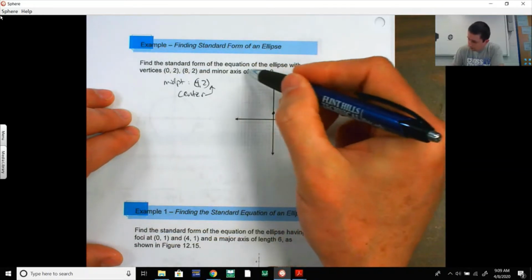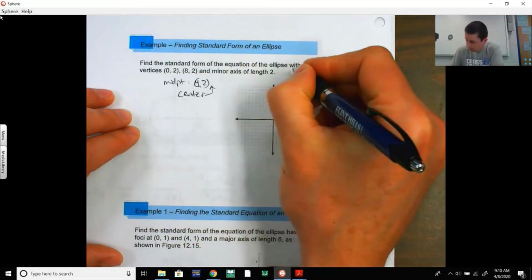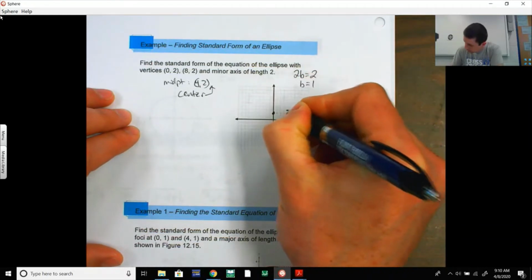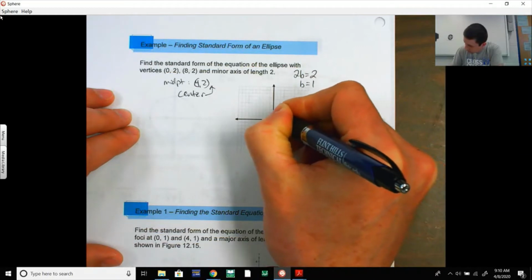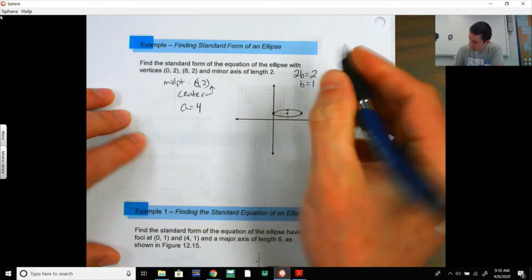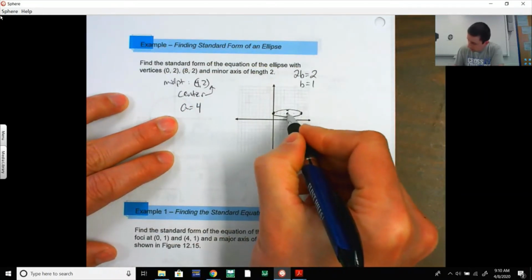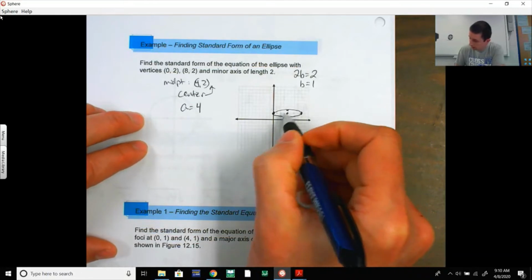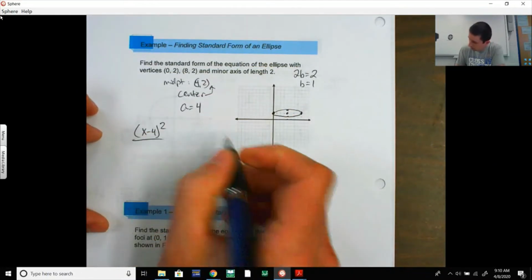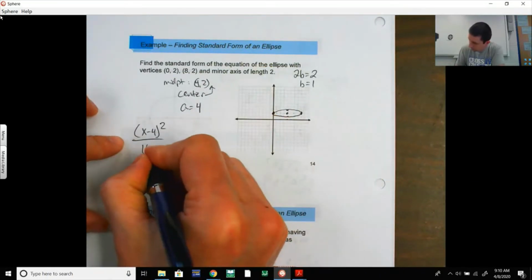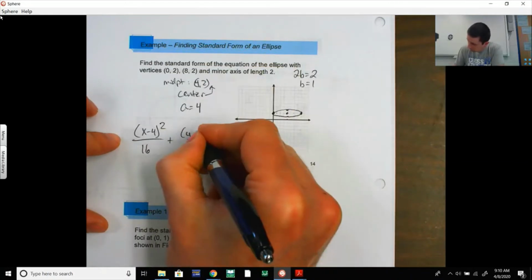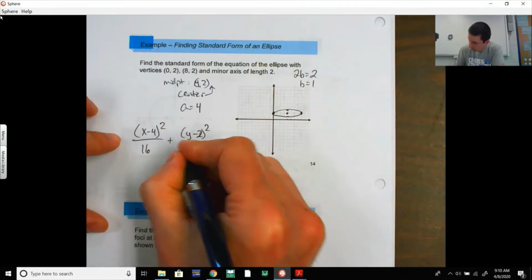Our minor axis has a length of 2. So 2 times b equals 2, which means b equals 1. So right there and right there. So very squatty ellipse. So we know our A is going to be 4, our B is going to equal 1 because A is the length from the center to the vertex, and our center is at 4, 2. So we're at x minus 4 squared over, it's horizontal, so the A goes here, 16, plus y minus 2 squared over 1 equals 1.